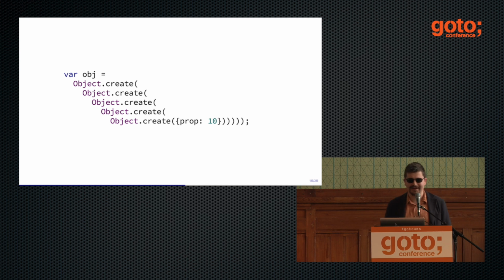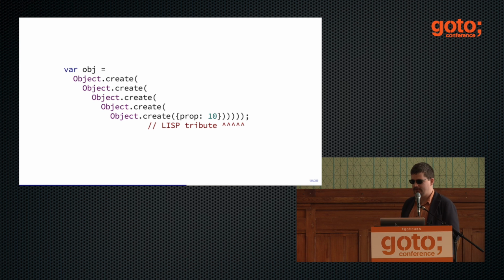Okay, so not that many. I see. So Object.create creates the object with a given prototype. And then if you nest it, you get a deeply nested prototype chain. There is a Lisp tribute on this slide as well.